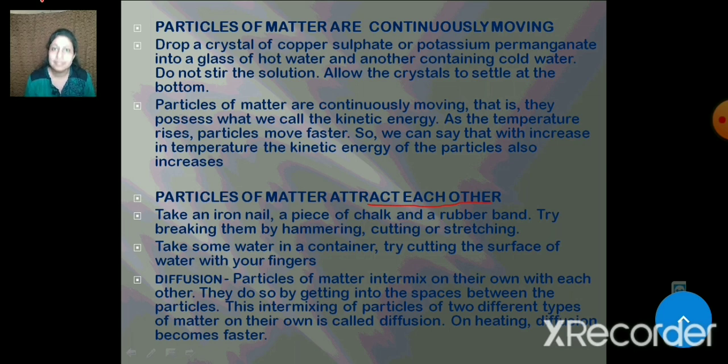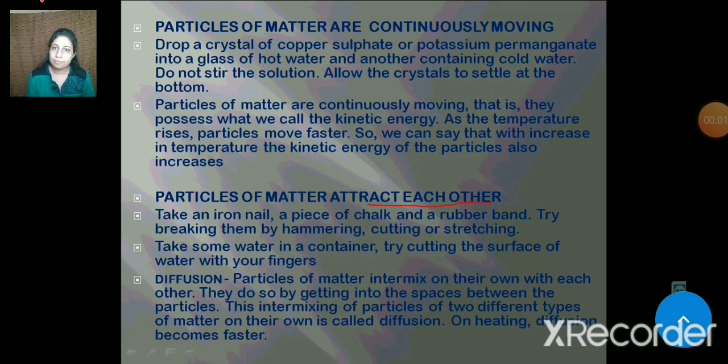For that reason, gases do not have a fixed volume. They do not want to remain together. They always roam here and there randomly in the container. So we have to take a closed container to keep the gases.